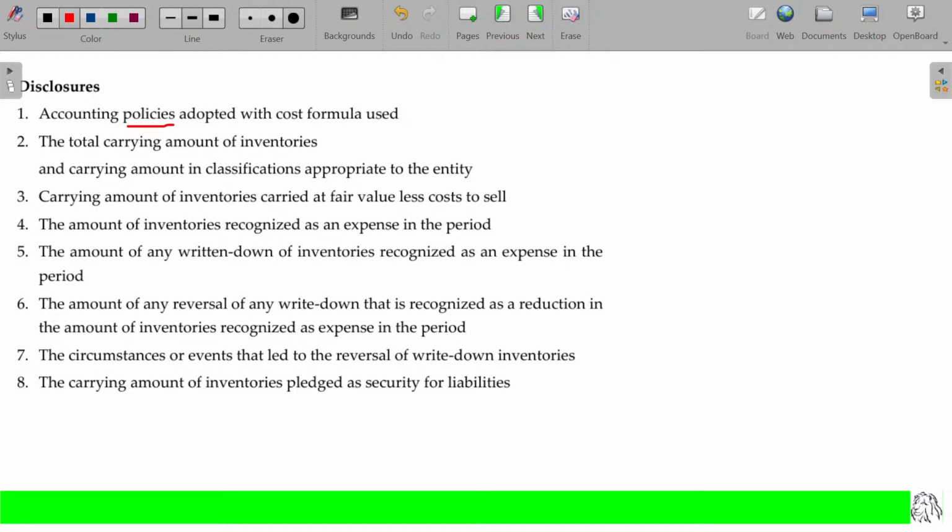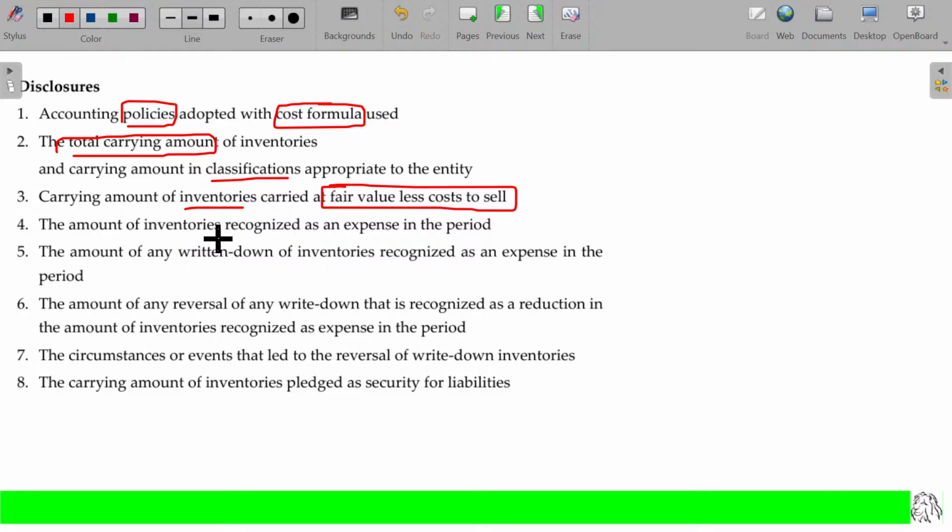What policies you have adopted and what cost formula is used, you have to disclose. What is the carrying amount of the inventory, and what about the classification of your assets and stocks? Carrying amount of inventories at fair value less cost to sell. Okay, NRV. If anything is shown at NRV, you have to show its fair value, and the cost to sell is subtracted. At that value, you have to record and intimate it properly.